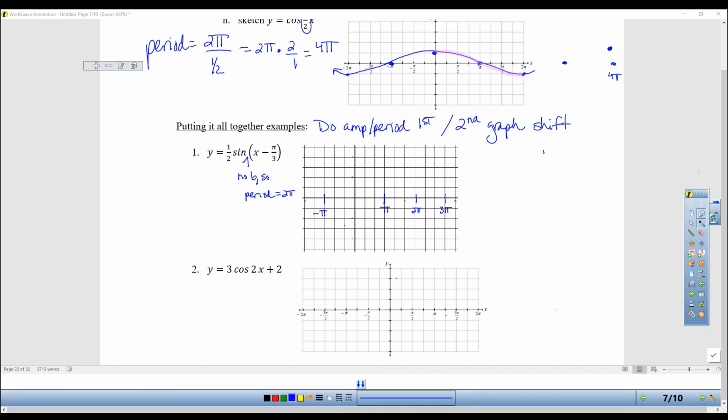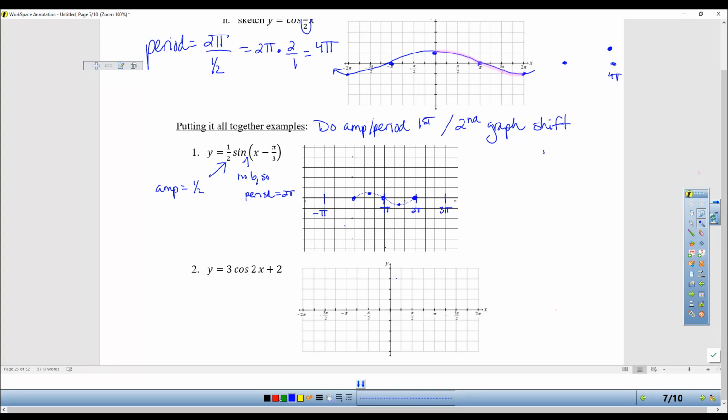So sine starts at 0, ends at 0 at 2 pi, and in the middle is at 0. So there you go. I just took care of period. And then amplitude, sine is going to go up to just 1/2. So the amplitude is equal to 1/2. So at the middle, I'm just going to go up to 1/2. And at the middle, I'm just going to go down to 1/2. And this would kind of be my first graph, but not my final answer.